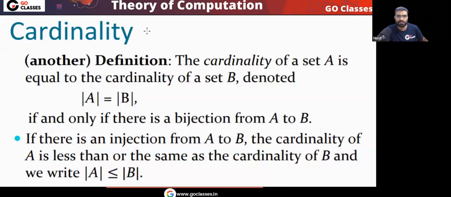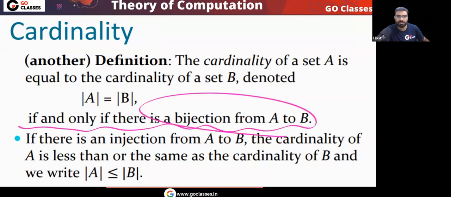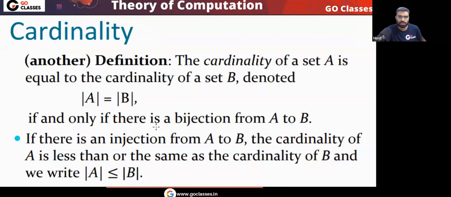We have seen the definition of cardinality. When can I say two sets have the same cardinality? The cardinality of set A is equal to the cardinality of set B if and only if there exists a bijection between them. Also remember, if there is an injective function from A to B, then the cardinality of A is less than or equal to the cardinality of B. This is the definition of cardinality we have already seen.